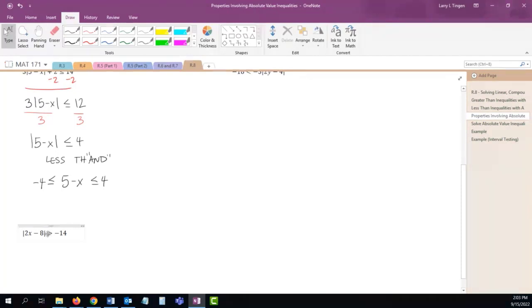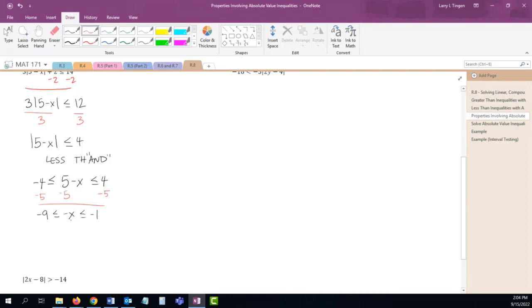I'm going to move this down. X is not by itself, it's in the middle, but it's not by itself. It's 5 minus x. This is a positive 5. I want it to go away, so I need to subtract 5 from all sides. -4 minus 5 more is -9. 5 minus 5 minus x still leaves a -x. And then 4 minus 5 is -1.